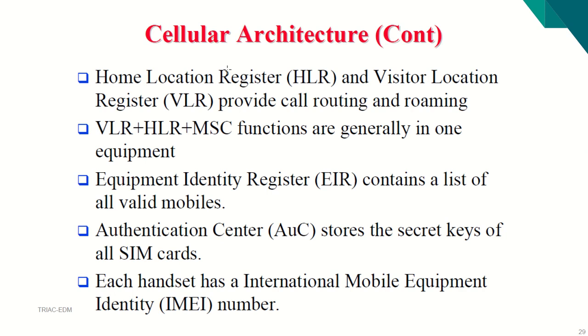Okay, so the equipment identity register contains a list of all valid mobiles. What that means is it needs to identify who is calling and who is communicating, so that it helps to calculate the minutes, the time, and then the next step is going to be able to do the accounting and charge the fees, and how much you have to pay for your mobile communications.